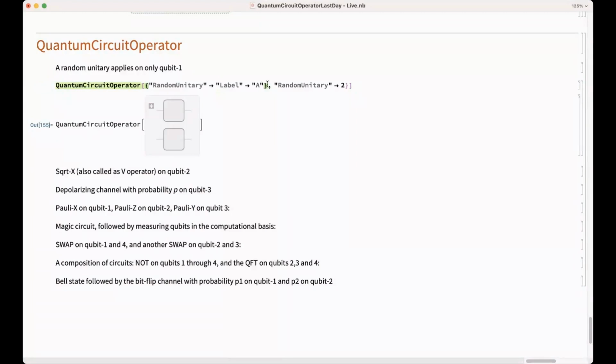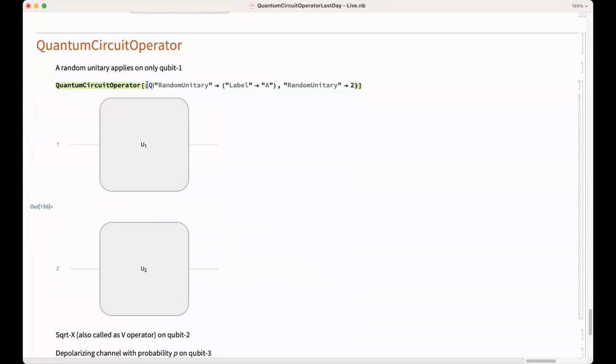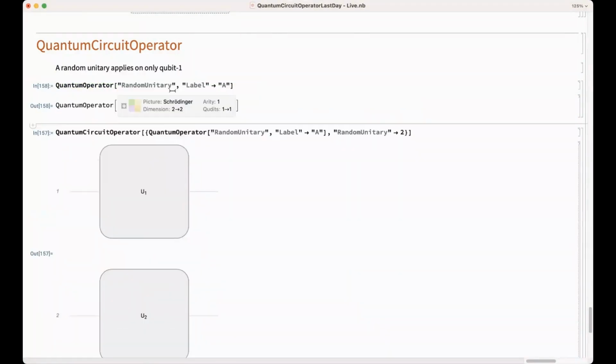I guess you have to... Okay, that was working, the wrapped quantum operator. Maybe not. Oh, that's interesting. So I have to specify the ordering. I'll take a look at that.